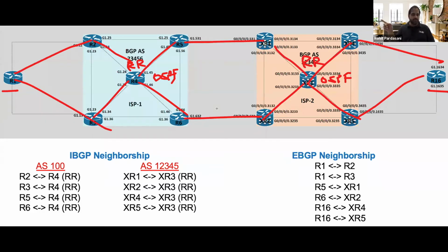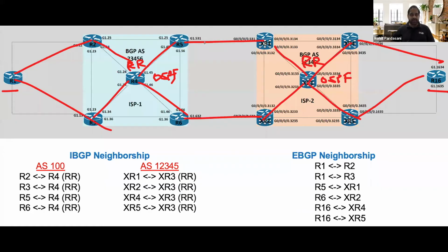R16, which was R16's loopback, should go out from R6. So basically my traffic, R1 is going to R3 because of weight. From R3, it should exit out from R6. Everybody in this AS should exit out from R6, which means R2 should also go to R4 to R6.